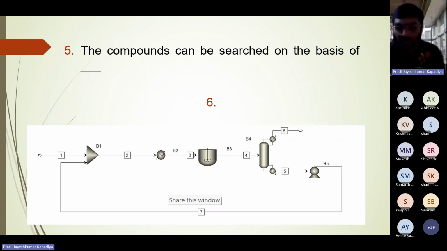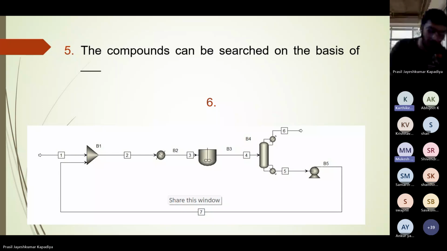Fourth block, that is B4. Distillation. That is a distillation. Then a displacement valve. And B5. It's a pump. Right. Pump.